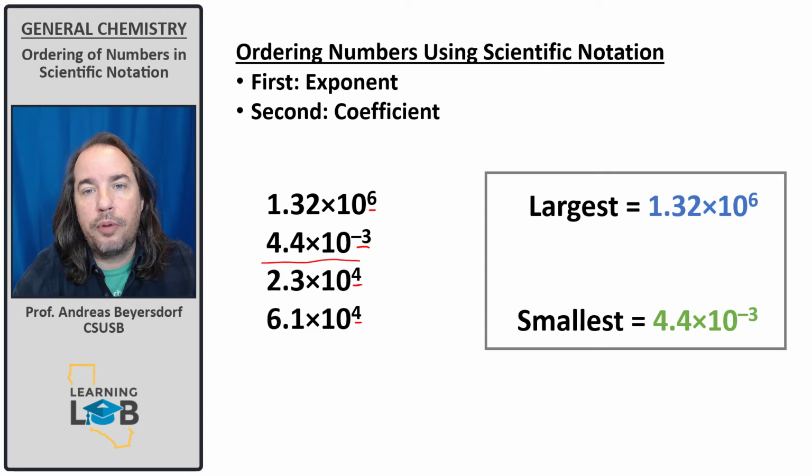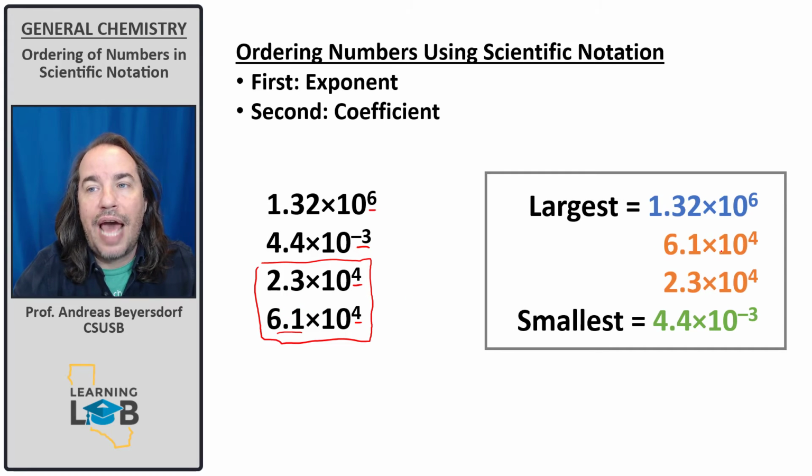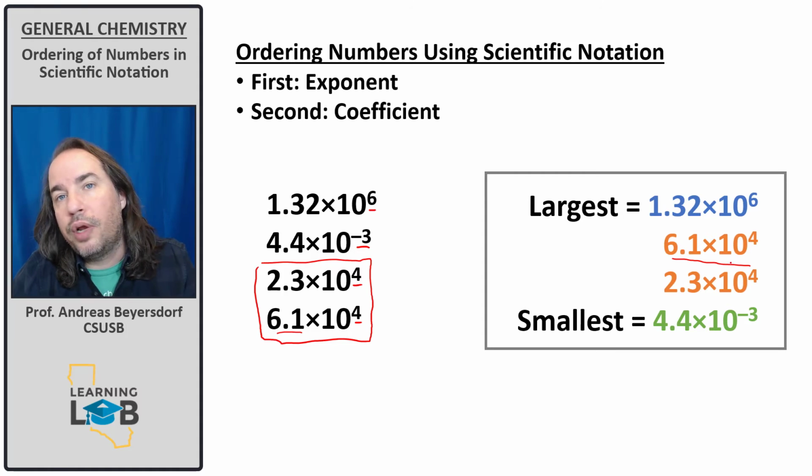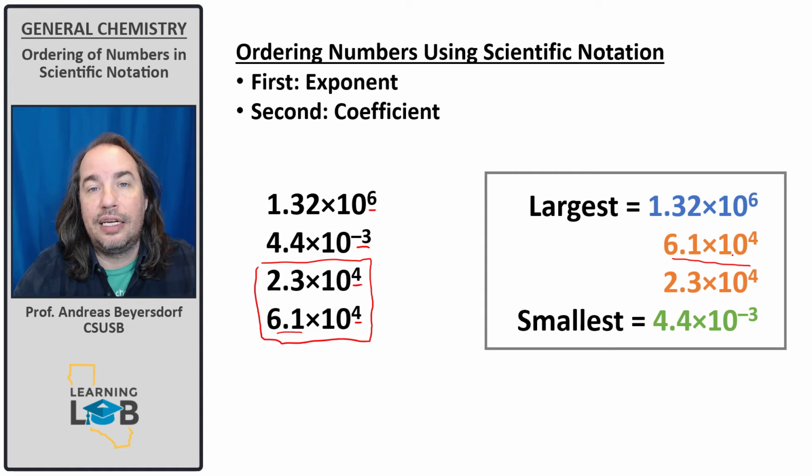Now, these two numbers here, because they have the same exponent, we then look at the coefficient. In this case, the 6.1 is larger than the 2.3, so that's going to be our second largest number. So notice when we order numbers in scientific notation, we go by the exponent first, not the coefficient. Even though this is 6.1, that does not mean it's the largest number.